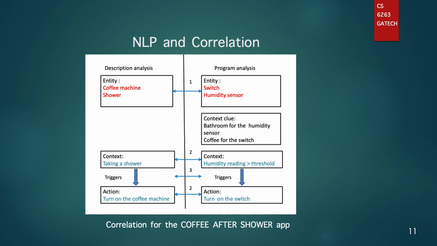This is an illustration of three-step policy correlations for a coffee after shower app. They applied the context clues bathroom and coffee for entity correlation. They used the attribute model and command model to extract and correlate the context and action. They also used type dependency analysis and a causal relationship model to correlate the policies generated from the description and program analysis.